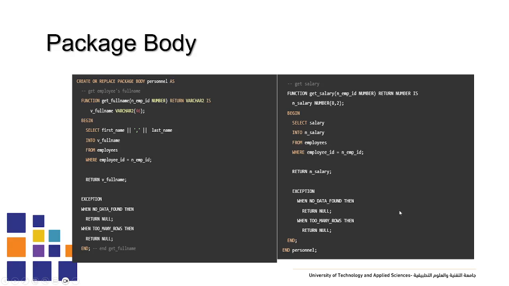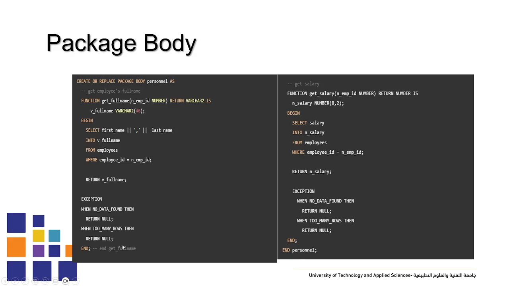In fact, we have a filter here where each employee ID is going to be equal to the n_emp_id, which is our parameter on our get_full_name. So we have a return value there. And do we have some exception? Yes, most likely if the data is not found, it will return null, and when there are too many rows, it returns null as well, right?